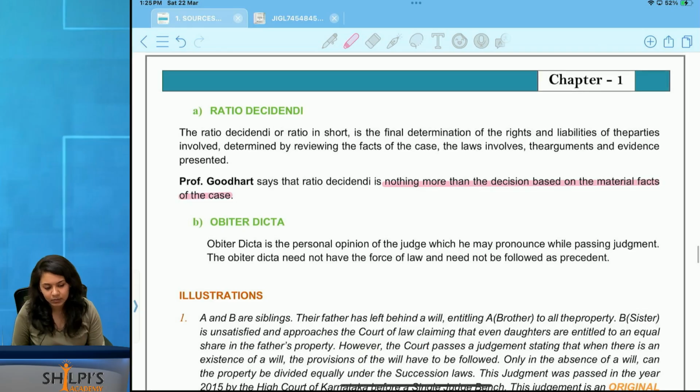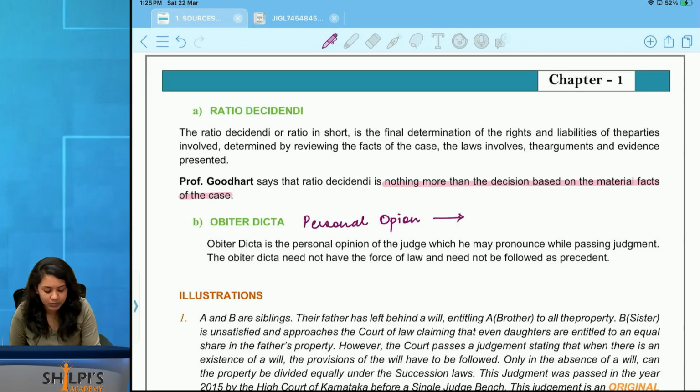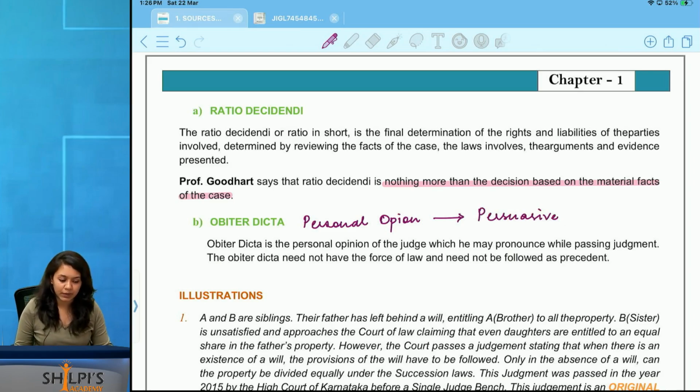Then the second part of a judgment is known as obiter dicta. While pronouncing the judgment, a judge may choose to give his personal opinion, and this personal opinion has nothing more than persuasive value, in the sense that it is not binding on the judges to follow, but rather the judges can choose to follow it at a later point in time.